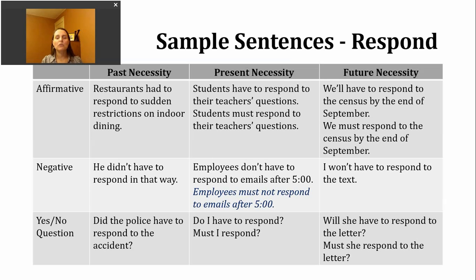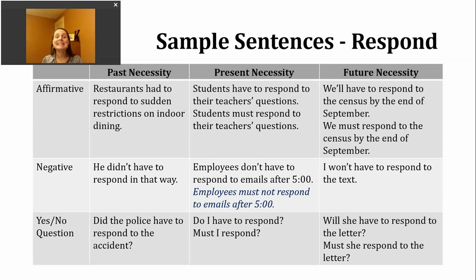And as we work through past, present, and future, you're going to see that one way for us to express necessity is with have to and a base verb. So in the past tense, we're going to change have to had, and that's all we need to do to express an action that needed to be done in the past. So let's look at an example sentence. Restaurants had to respond to sudden restrictions on indoor dining.